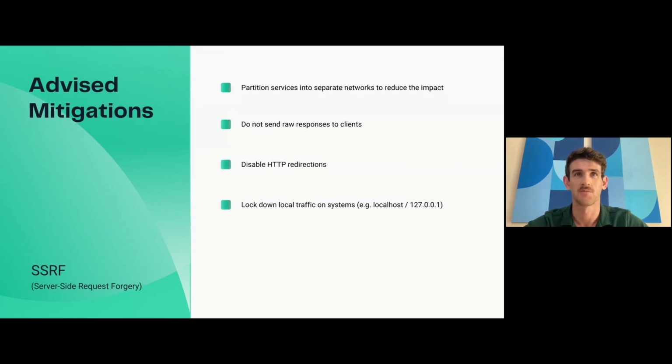So some mitigations you can pursue is partitioning your services across separate networks to reduce the impact. So if Netcat was actually my SSH port, and I wanted to ensure that no one could actually SSH or run that service, I'd make sure they're on separate networks. Another option is ensuring you don't actually send responses to clients and disable all HTTP redirection by locking down local traffic and enforcing stricter security policies for that exposed endpoint.